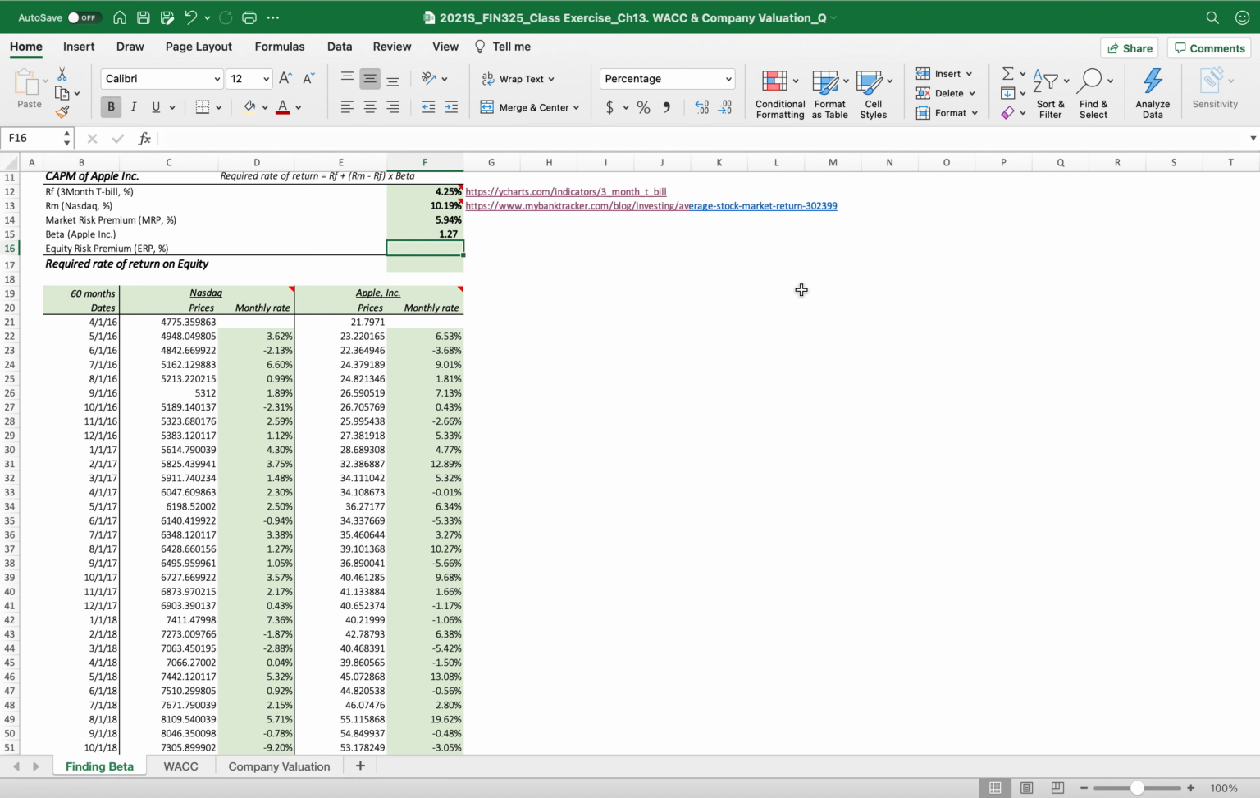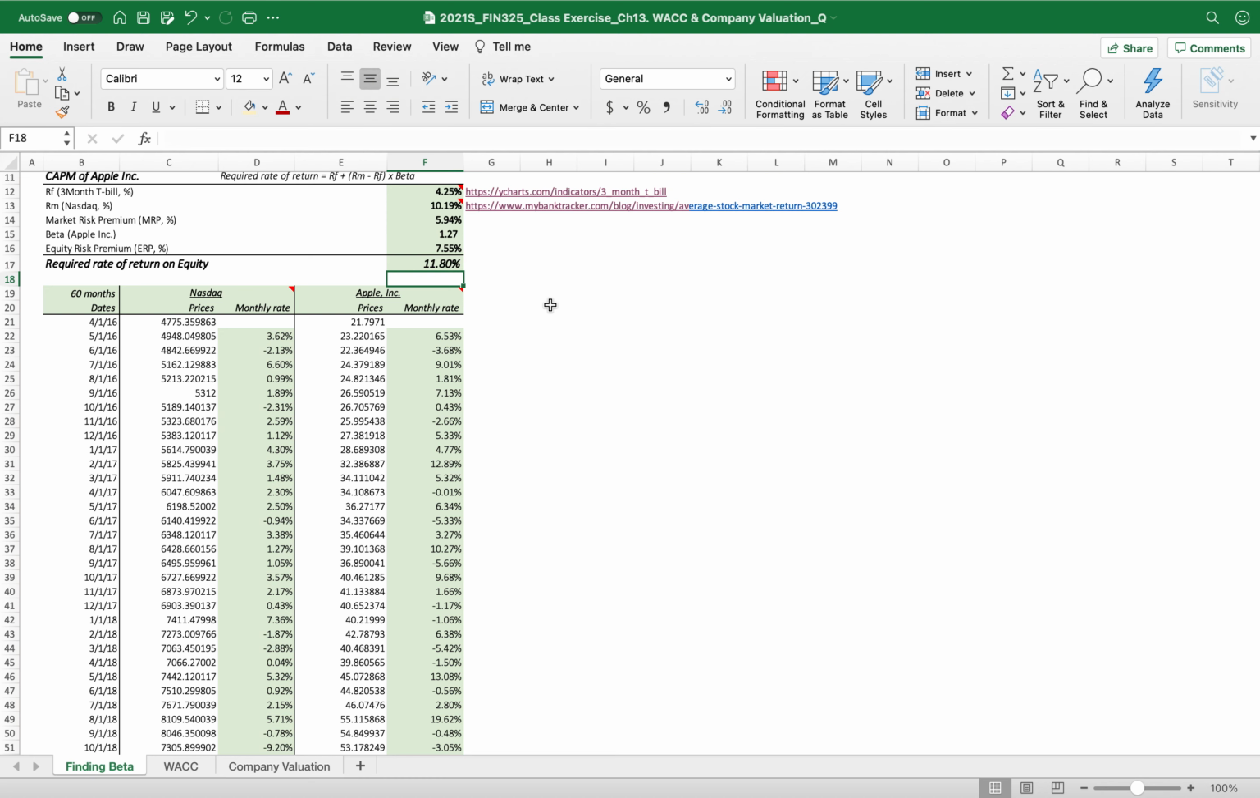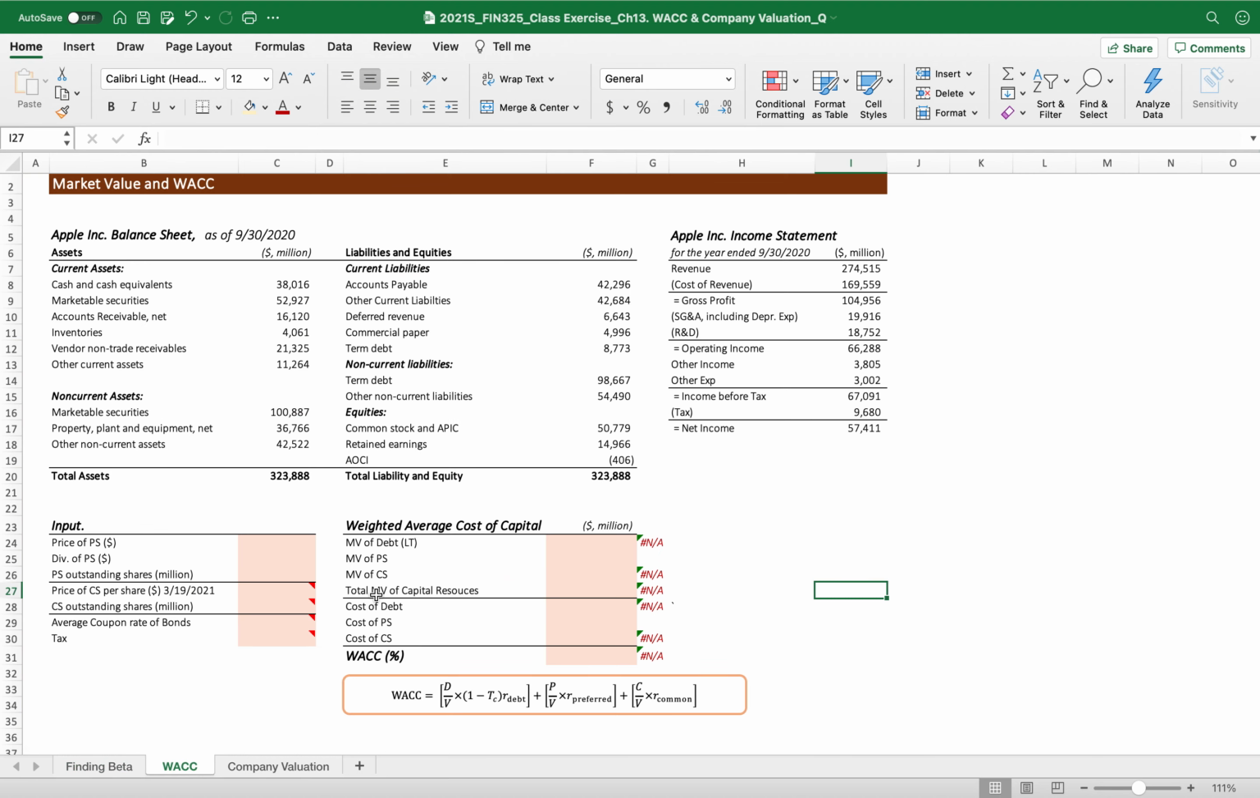Then what is the equity risk premium? How do you get it? Right, we can just multiply these two. Then the required rate of return is the risk-free rate plus the equity risk premium. So 11.8% is the required rate of return of the stock. We are going to use this 11.8% in the calculation of the WACC in the next video clip.